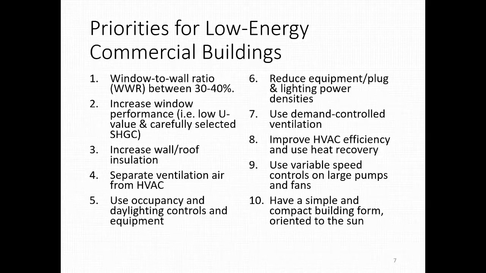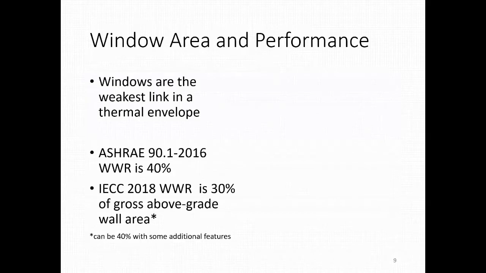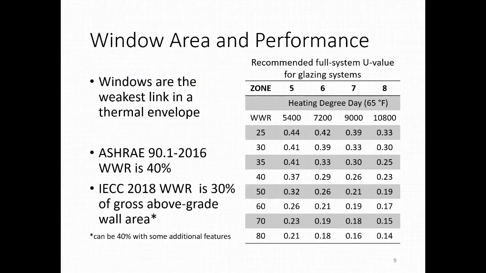But we're shooting for the perfect wall. That's sort of our goal, and we'll talk about that in the next lecture. I was hoping we would get to it today, but I've been talking too long. Windows are the weakest link. Remember, 30 to 40% is where we want to be.